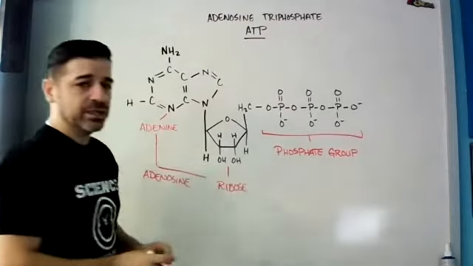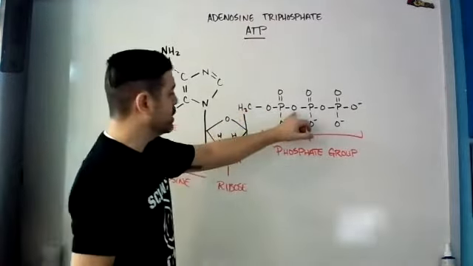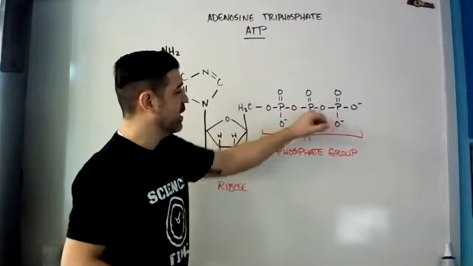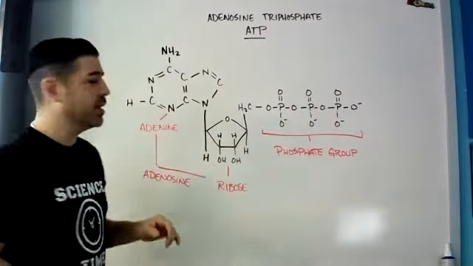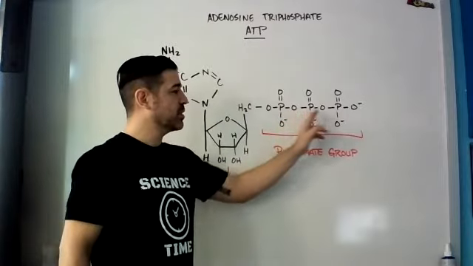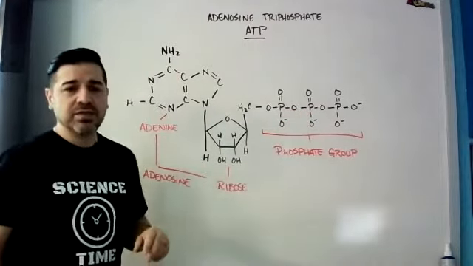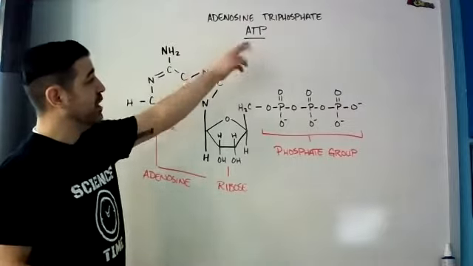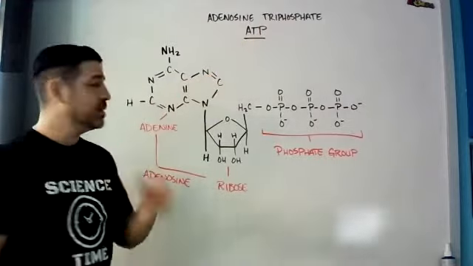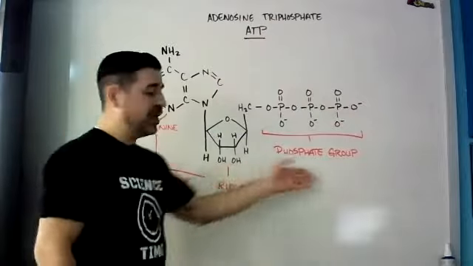Now, phosphate is essentially just phosphorus with 4 oxygens. In between each of these, we actually have 2 oxygens that are covalently bonded together, but I'm not drawing both of them. So just assume that they are each sharing electrons between 2 oxygen molecules to separate each of those phosphates. Now, triphosphate, tri prefix, tri meaning 3. So we have 3 separate phosphates that have bonded together to create our phosphate group.